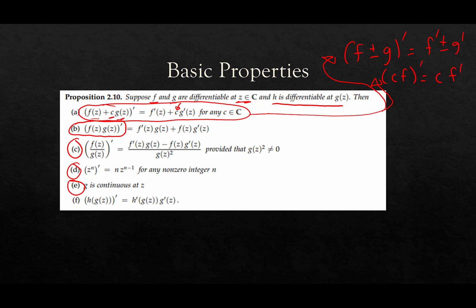If you're differentiable at a point, then you are continuous at that point. That's what part E is saying, which again is another calculus result. If you're differentiable, you're continuous. Differentiability is really, really awesome. You get a lot of neat things with it. And then finally, F is our chain rule. So the derivative of h composed with g is equal to h prime composed with g times the derivative of the inside, g prime of z.